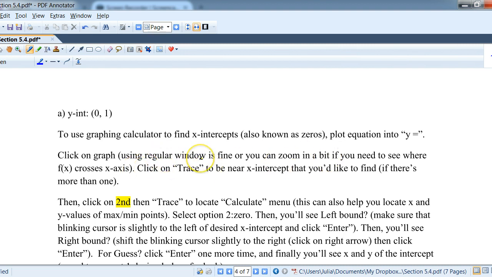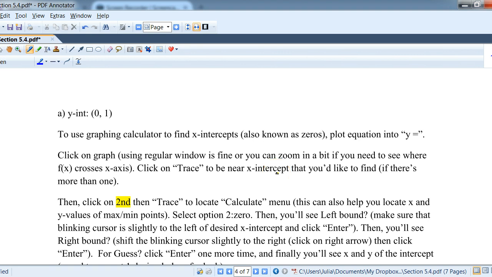If it's a little bit hard to see where the graph crosses the x-axis, maybe you want to zoom in a little bit and change your x min, y min in the window. So play it by ear. I just use -10 to 10 for this function. Then click on trace, so that you can be near that 0 or x-intercept that you're trying to find.